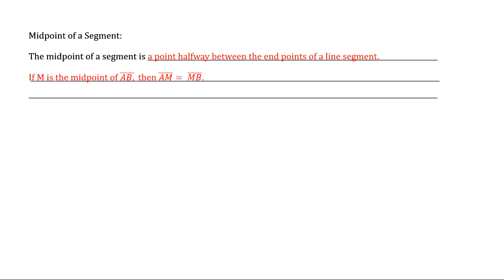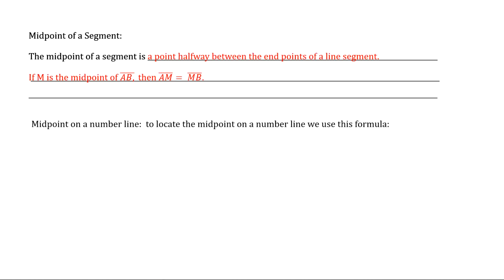So if M is the midpoint of AB, then AM is going to equal MB. It's going to create equal, congruent line segments because it is the midpoint. Remember, we're talking the middle, so each side equals each other. We can do this on a number line pretty easily.